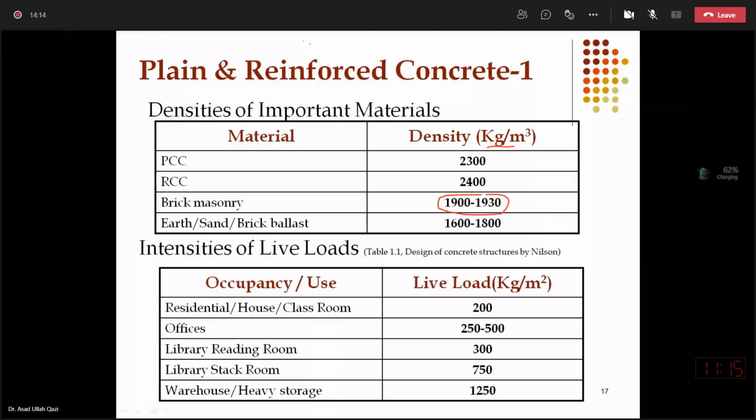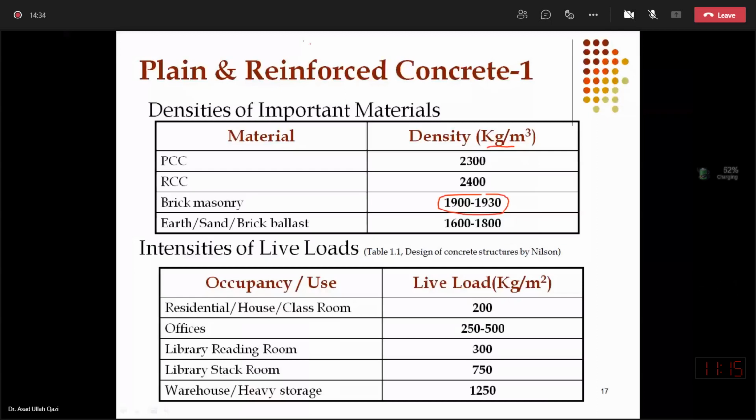So there will be some cases in your design task where you will convert the densities into pressures, while in some cases you may convert the density into load by multiplying it with volume.